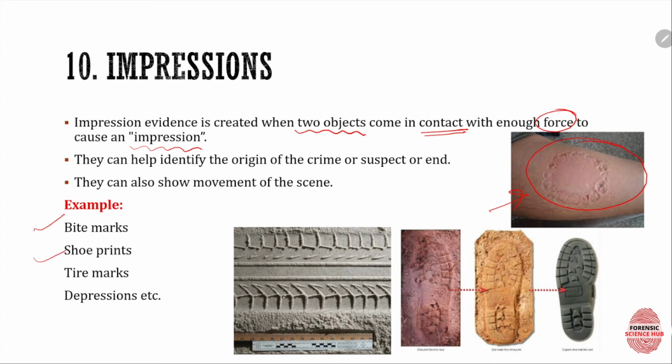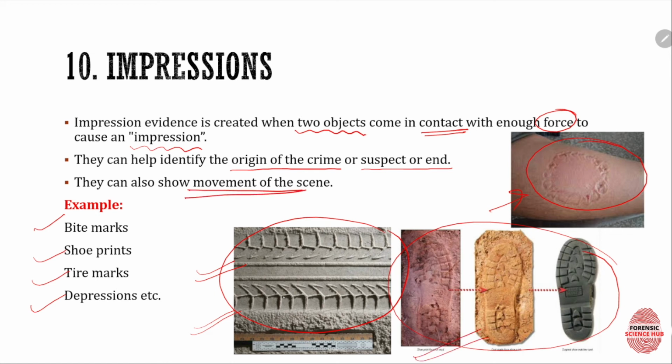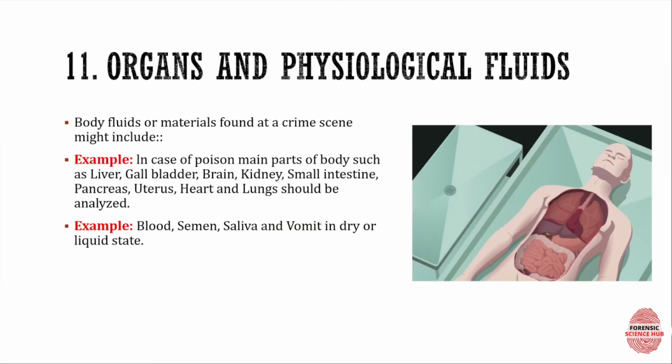Similarly, shoe prints. Force is applied between the foot or the shoe of the person and the soil or the sand. They can help us identify the origin of the crime or suspect. Tire marks can help us determine the origin, where the car started if it is a mobile crime scene. Or the shoe prints can also depict the same, where the culprit came from and where he went. So impressions can also act as important evidence.